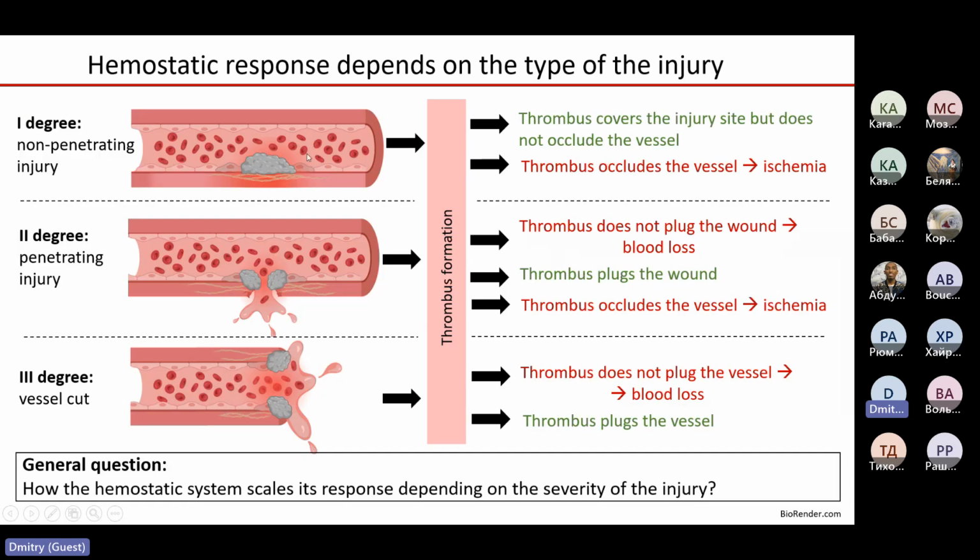So basically, if we have a look at books from surgeons, for example, they consider 3 degrees of vessel wall injury. The first one is non-penetrating.